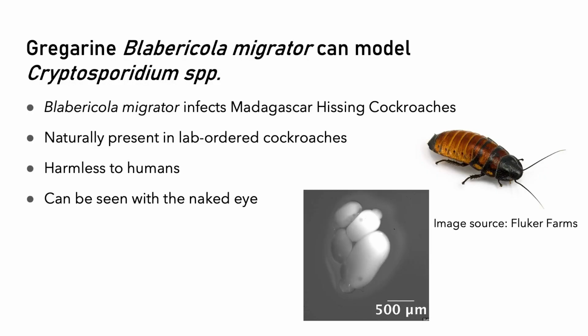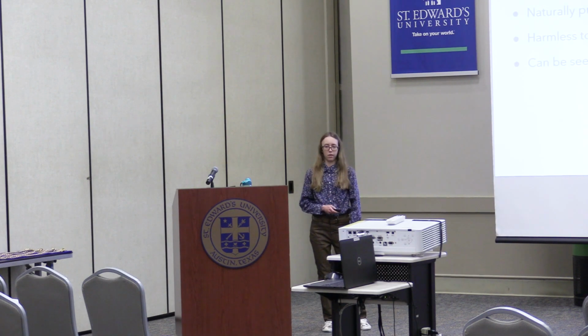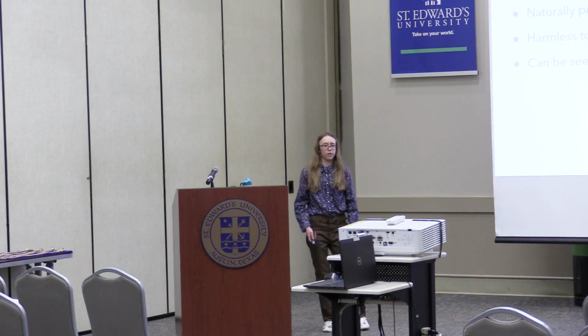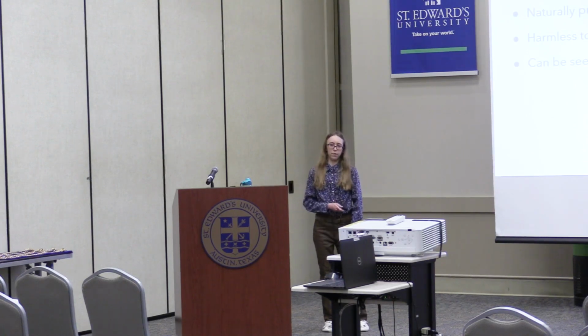The particular Gregarian that we are studying is called Bladdercola migrator. These infect Madagascar hissing cockroaches. They actually come naturally with the cockroaches when they get ordered from the lab, so we don't worry about introducing them or anything like that. They just are present, and they are harmless to humans, so that's not a concern at all. Something interesting is that these are still a single cell, but these parasites are actually visible to the naked eye. So they're a lot easier to work with in the lab setting, and that's why they're such a good model organism.